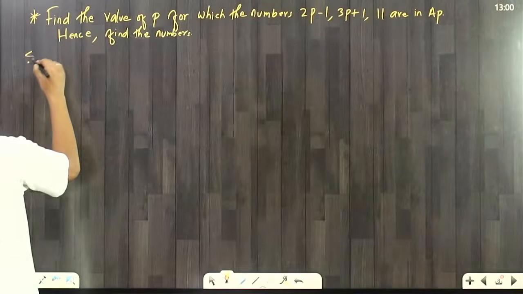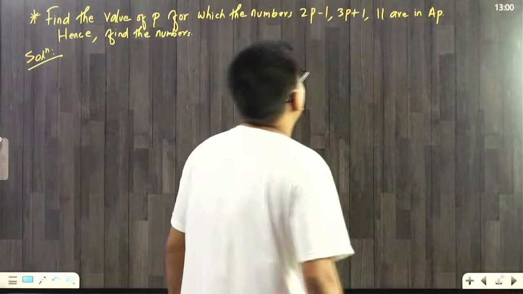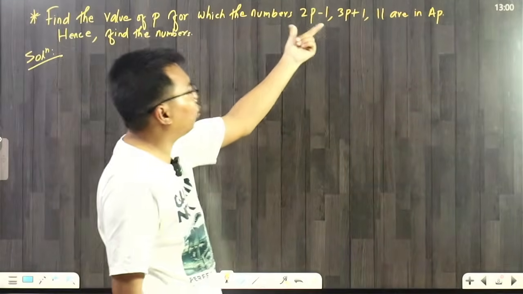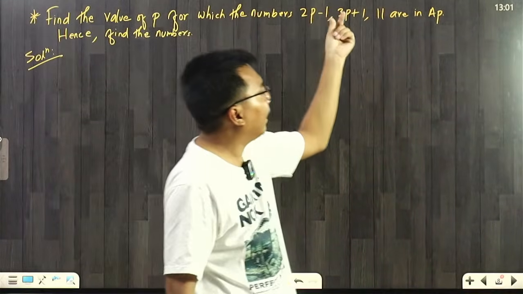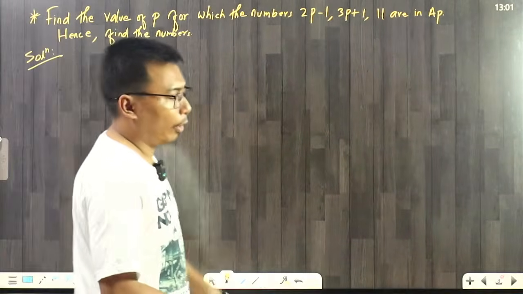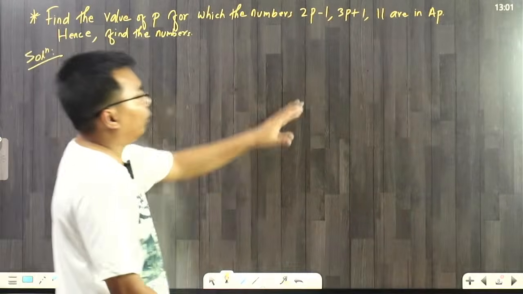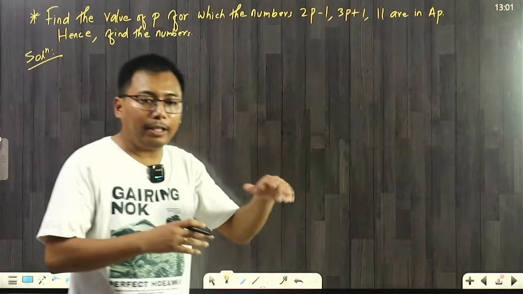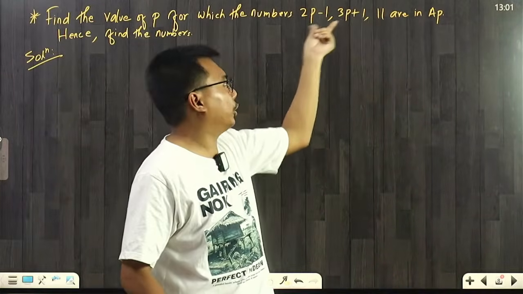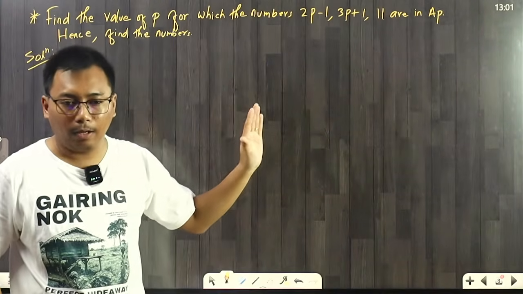Now let's solve this question. What does it say? Here we have to find the value of P for which the numbers 2P minus 1, 3P plus 1, 11 are in AP. Hence, find the numbers. We also have to find the numbers. First of all, we have to find the value of P. After finding the value of P, what will be these two numbers? 11 is already here. We have to find them out.